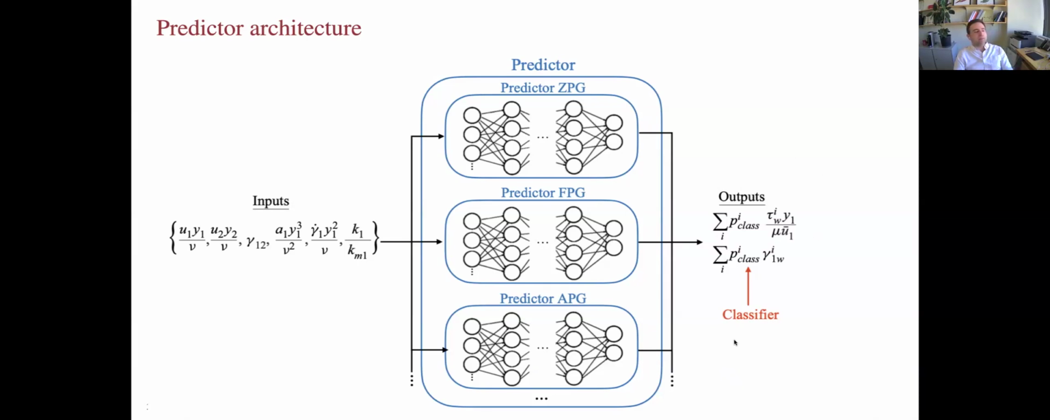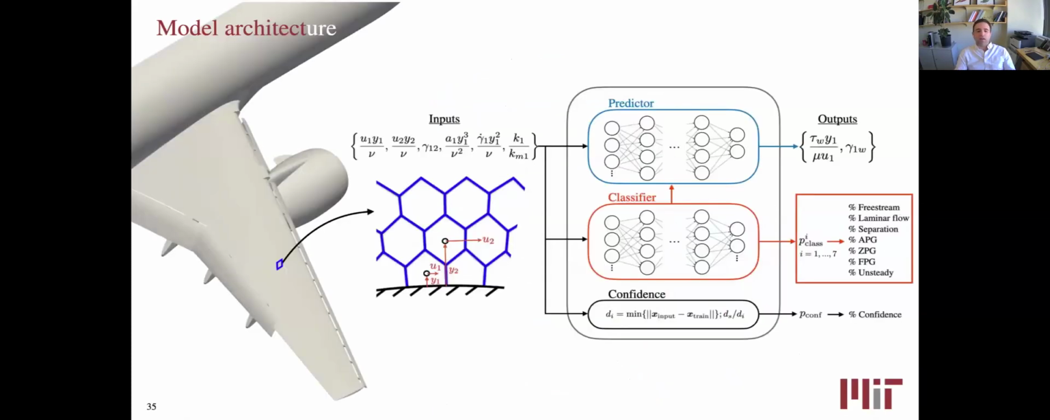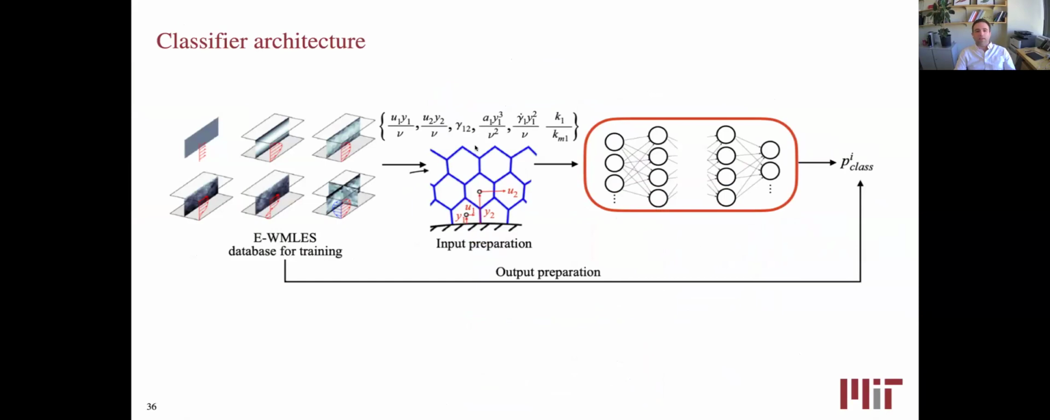So in a way, I'm predicting all the possibilities at the same time, and then I blend them according to the classification that I have. That is the probability that I think that the flow actually looks like that in the real case. So that will be the predictor. Then the classifier, essentially, this is the way it looks, the way it was trained and generated.